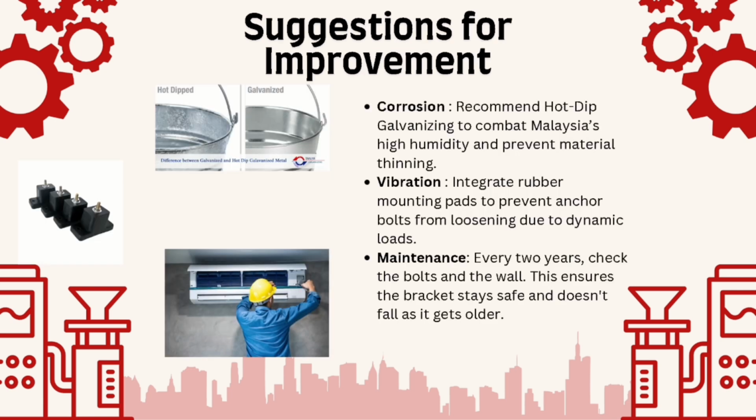Suggestions for improvement. First, corrosion: we recommend hot dip galvanizing to combat Malaysia's high humidity and prevent material thinning. Second, vibration: integrate rubber pads to prevent anchor bolts from loosening due to dynamic loads. And lastly, maintenance: every 2 years, check the bolts and the wall. This ensures the bracket stays safe and does not fail as it gets older.